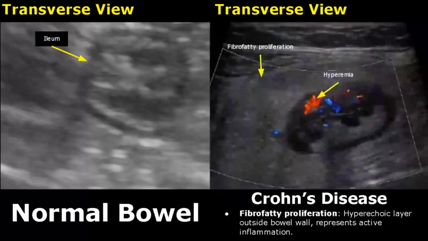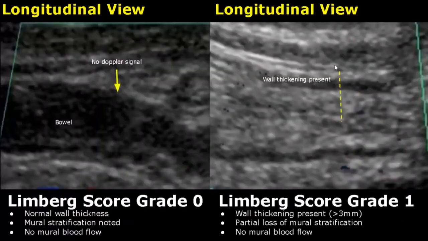In this image, we can see fibrofatty proliferation, which appears as a hyperechoic layer outside the bowel wall. This is due to inflammation. Limburg score is used to assess bowel vascularity with the help of Doppler ultrasound.